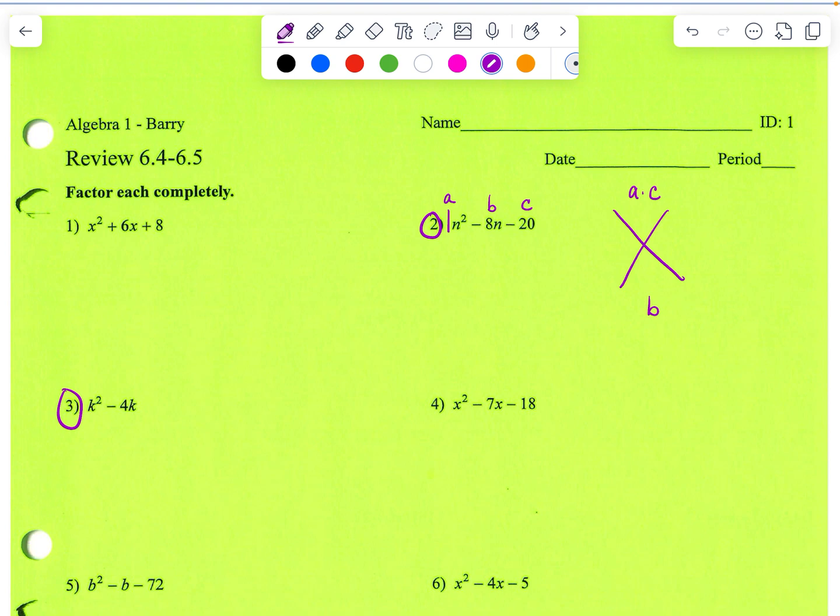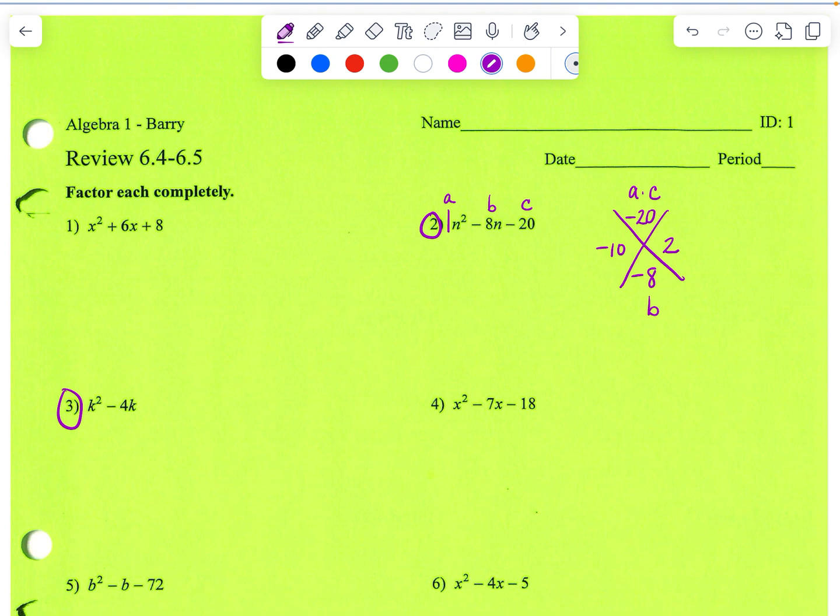If you multiply a times c, you get -20. Your b is that middle number, which is -8. Remember, you have to come up with numbers that multiply to -20 but add to -8. If you need to, refer to the gold sheet that I handed out during class, which I will also have posted in the module. The numbers that multiply to -20 and add to -8 are going to be a -10 and a +2.